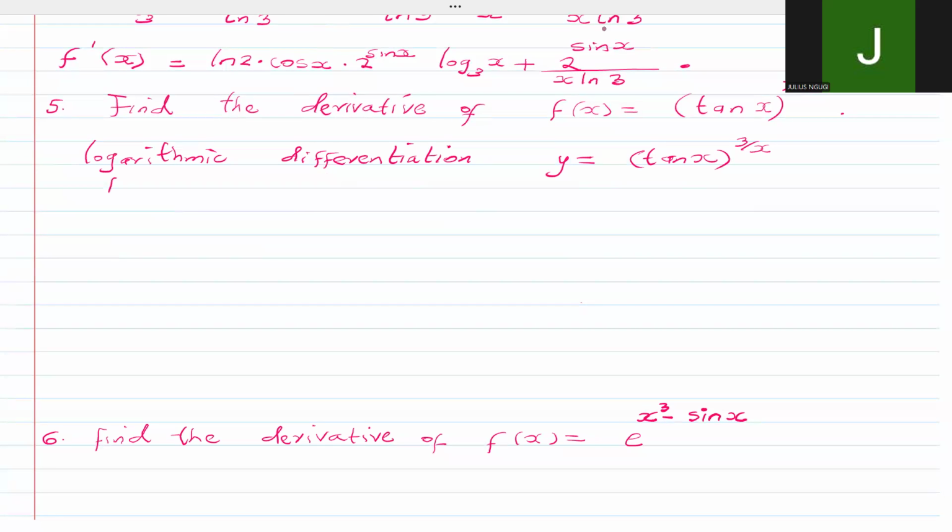So we introduce log on both sides. So natural log of y equals natural log of tangent of x to the power of 3 over x. Then from there, using the properties, we have natural log of y equals, we drop 3 over x, natural log of tangent of x. The derivative, now here we apply implicit differentiation, whereby we will consider y as a function of x.